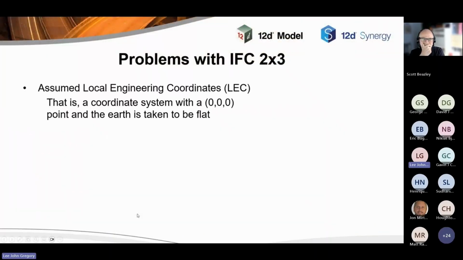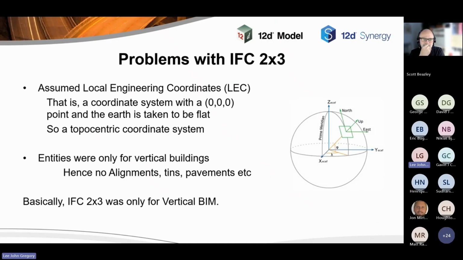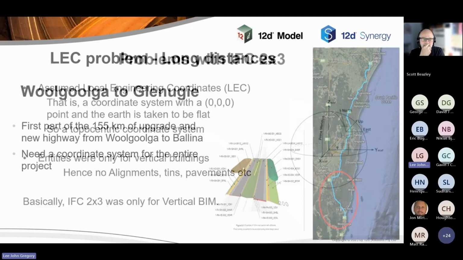The problem with IFC 2x3 was that it uses a local engineering coordinate system. Basically, that's a 0, 0 in there, and the Earth is flat. So it's called a topocentric coordinate system. And there wasn't anything there for alignments, TINs, pavements, and so on. So it was really what I'd call vertical BIM.